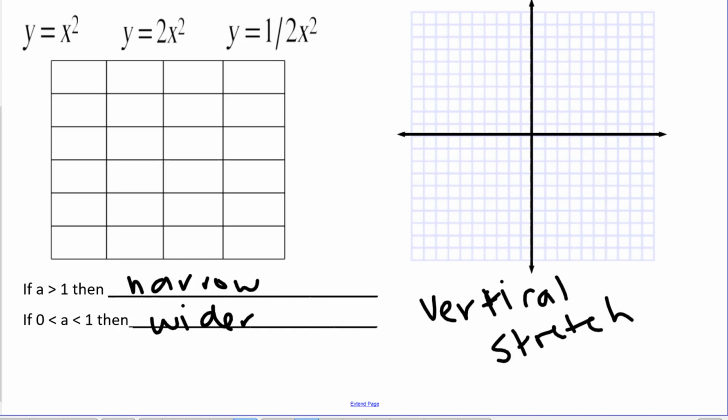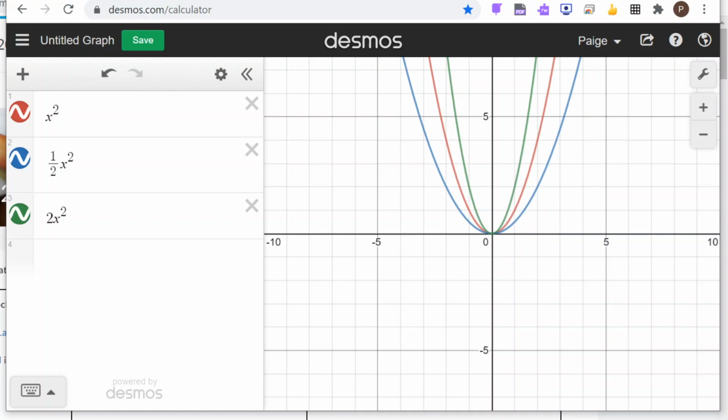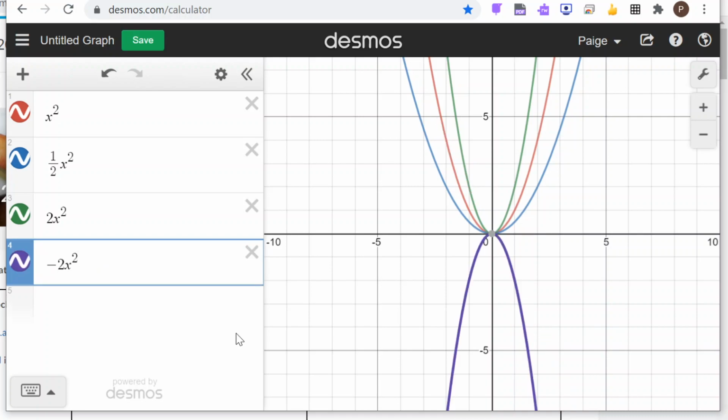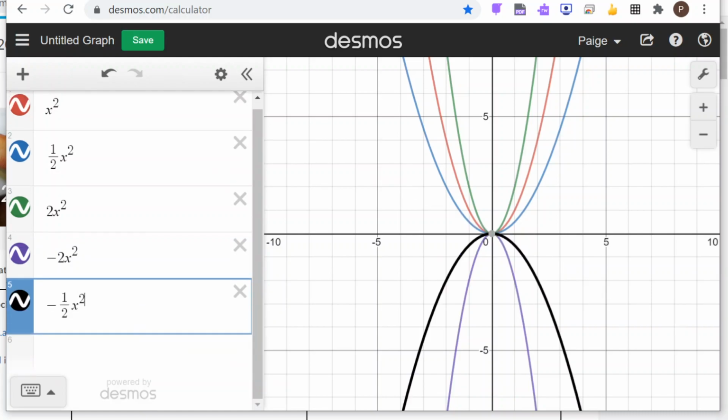Notice that I'm not talking about anything below 0 because we already know what happens when a is negative. When a is negative, and we'll look at a quick example here, it doesn't matter what the number in front is. We just know that it's going to open down, right? Notice that the purple graph is just as wide as the green graph. It's just opening down. And notice that the black graph is just as wide as the blue graph, but it's just opening down.